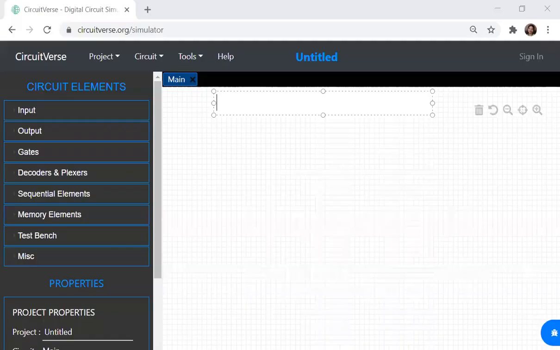The next conversion is JK to D flip-flop. So this is JK to D flip-flop. We have around 7 conversions. You can convert from one flip-flop to any of the other flip-flops. Okay. So JK to D.